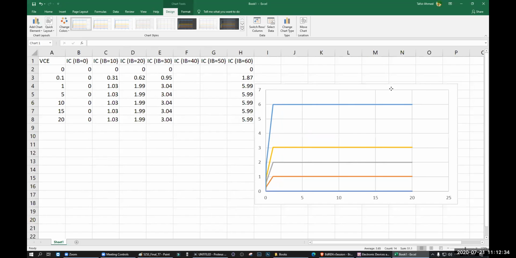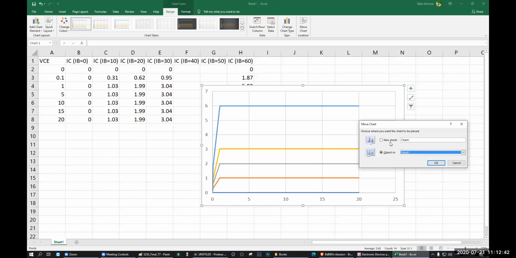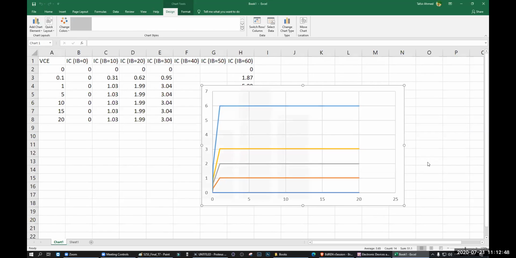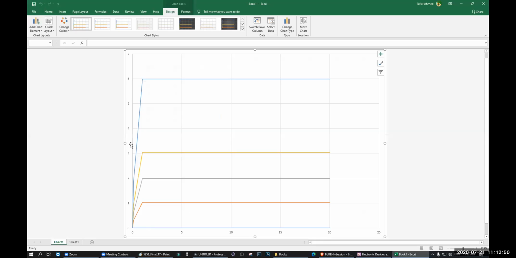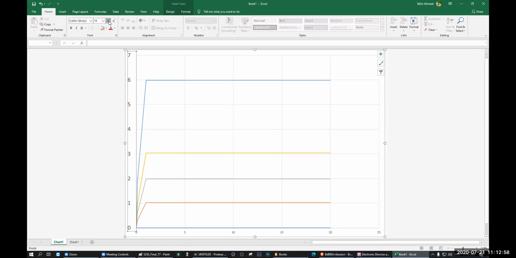Now I want to make the graph a bit more beautiful. So how can I do that? Right click, move chart. Can you see the move chart? Move chart, new sheet. Okay, you do not have to write the name. New sheet. Okay, so a new sheet will come up. Here I want to highlight this number. So I will click the number, I will go home and I will change the font to 18. I'll make them 18 as well.